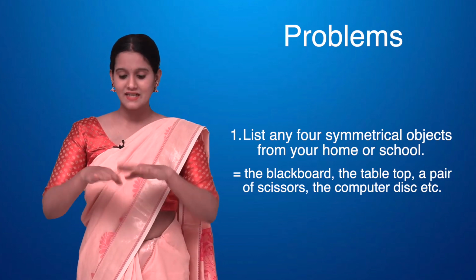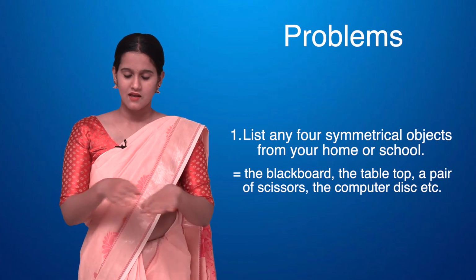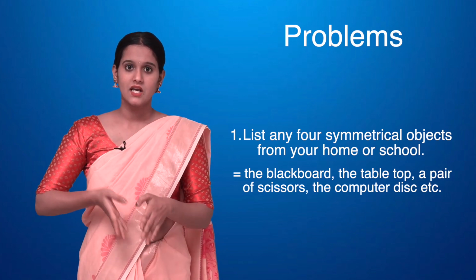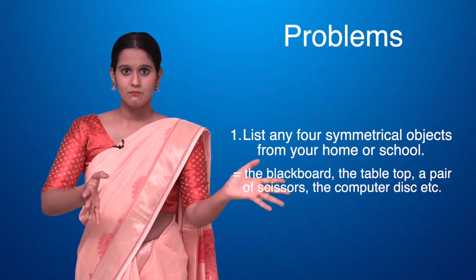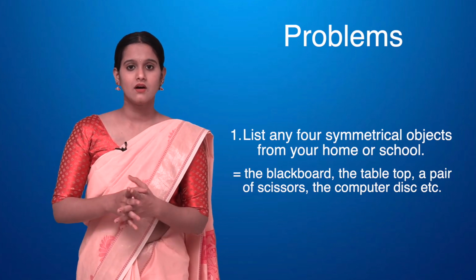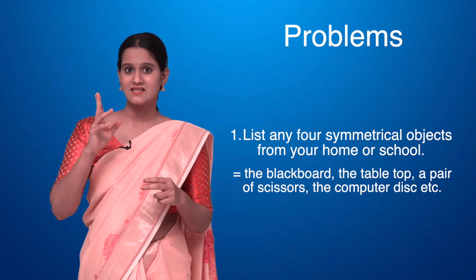Not only that, even a tabletop as well. Okay, in the tabletop, if I draw the line of symmetry and place a mirror, the other half can be displayed in the mirror. So it will complete a full table, right? Yeah. Now, even a pair of scissors as well.